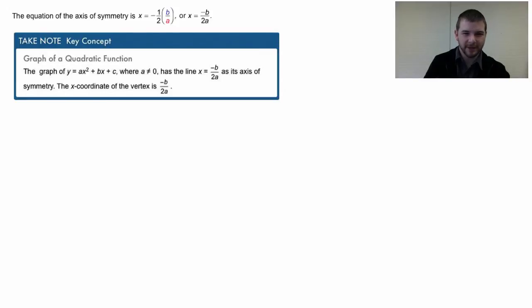Graph of a quadratic function. The graph of y equals ax squared plus bx plus c. Note a cannot equal 0. Take a moment to think about it. You'll probably understand why. It has the line x equals negative b over 2a as its axis of symmetry. The x-coordinate of the vertex is negative b over 2a. If you're struggling to understand that, don't worry, it should become more clear as we do some concrete examples, and I will try to do a good job of pointing out for you the connection between the x value of the vertex and the equation of the axis of symmetry.